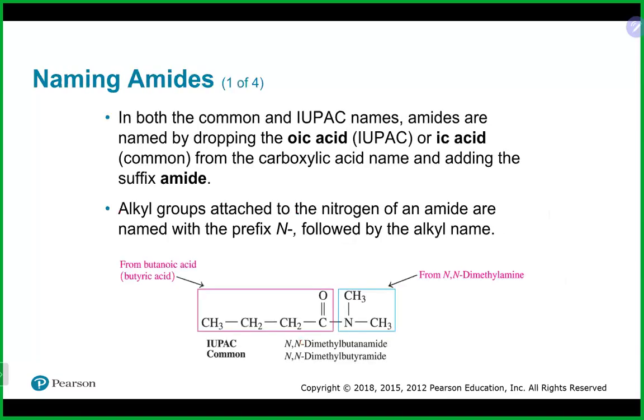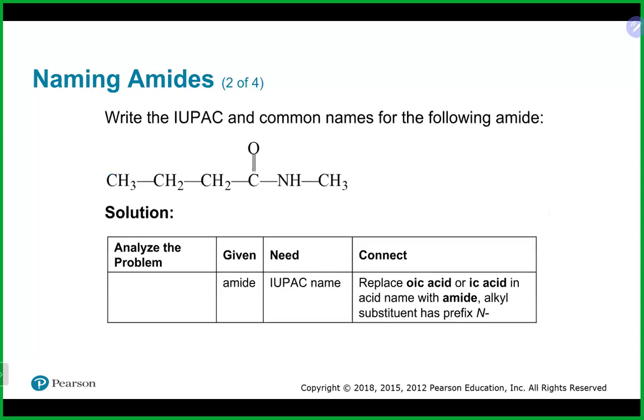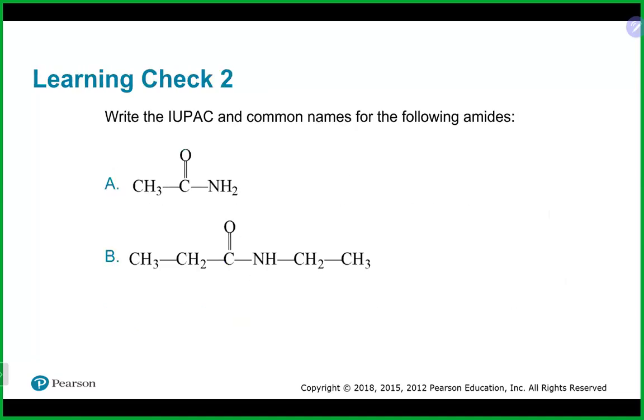All right, naming amides. Nobody cares. All right, so we're not going to name them, so don't worry about it.